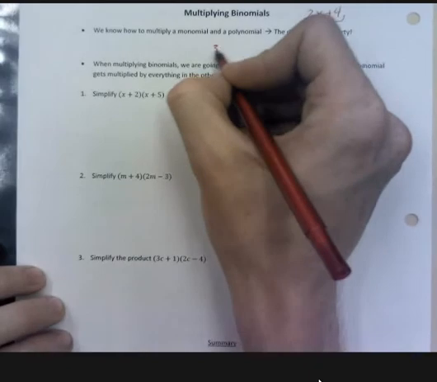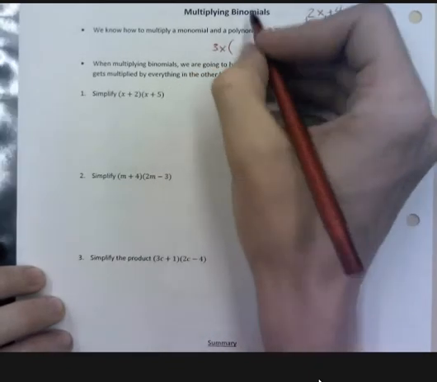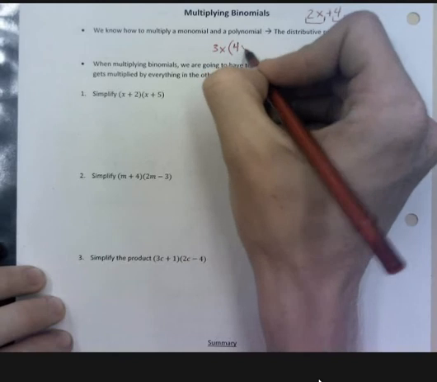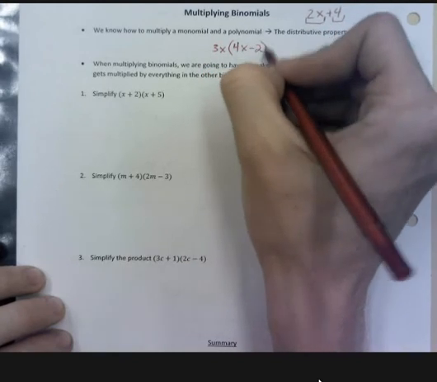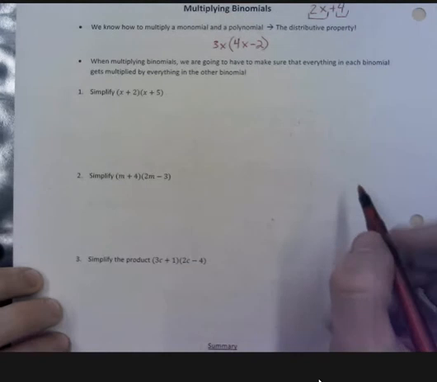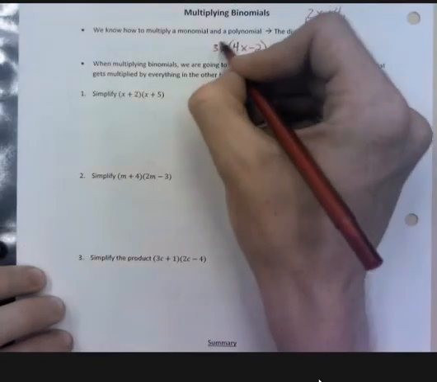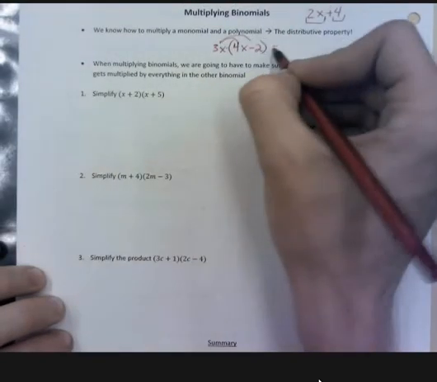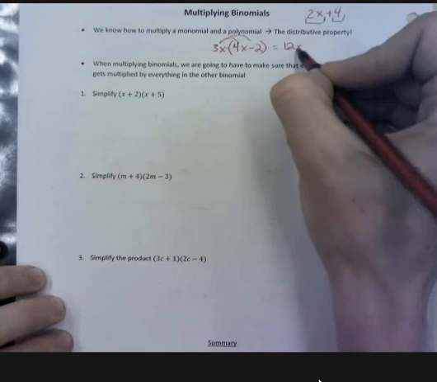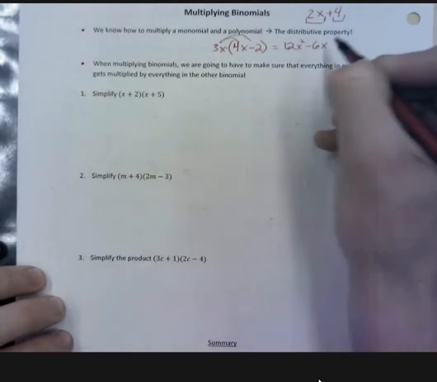For example, if you're given something like 3x times the quantity 4x minus 2, in order to simplify it, we would use our distributive property. This would come out to be 12x squared minus 6x.